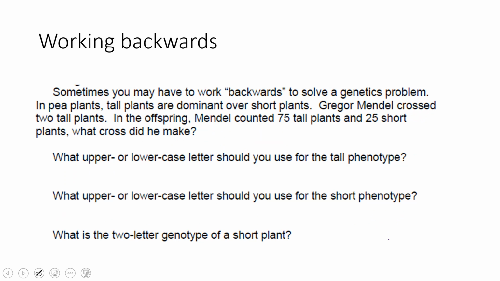From there, they start to tell you that sometimes in a genetics problem, you have to kind of work your way around backwards. So we are back to working with pea plants, only now we're looking at how tall the plant is. They could be tall, which is dominant, or short, which is recessive. He crossed 2 tall pea plants together, and then he ended up with 75 tall plants and 25 short plants. So what kind of a cross did he make, is what it's asking you. So now is where we're going to start working our way backwards and just answering the questions they ask you.